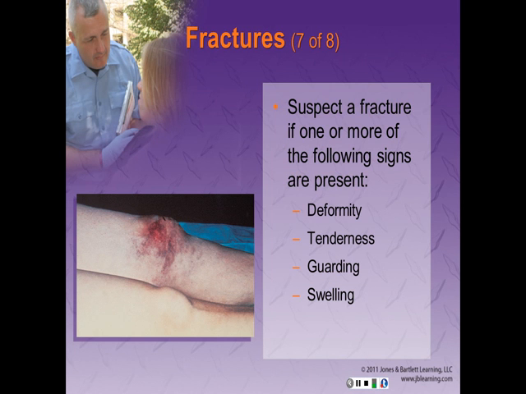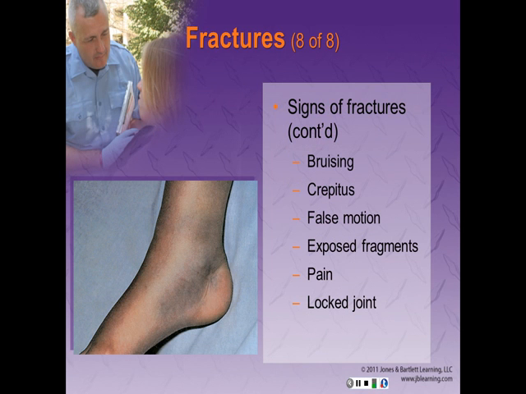Swelling: rapid swelling usually indicates bleeding from a fracture and is typically followed by substantial pain. Bruising: fractures are almost always associated with ecchymosis of the surrounding soft tissues, and bruising may be present after almost any injury and may take hours to develop. Crepitus: a grating or grinding sensation can be felt and sometimes even heard when fractured bone ends rub together. False motion: this is motion at a point in the limb where there is no joint.